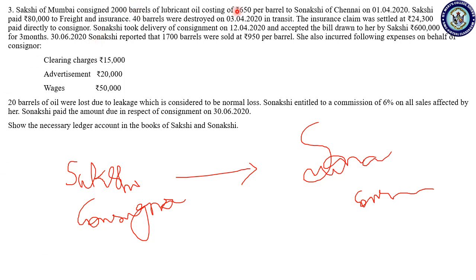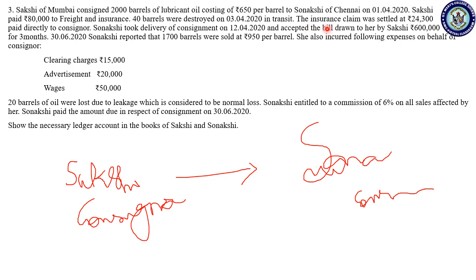So 2000 barrels at rupees 650 per barrel. There is no invoice price, so they sell at 650 itself. Sakshi paid rupees 80,000 as freight and insurance. Sakshi is the consignor, so anything she pays is a non-recurring expense. 40 barrels were destroyed in transit, which means abnormal loss. You have to calculate the value of abnormal loss. Just now we solved that problem, right?